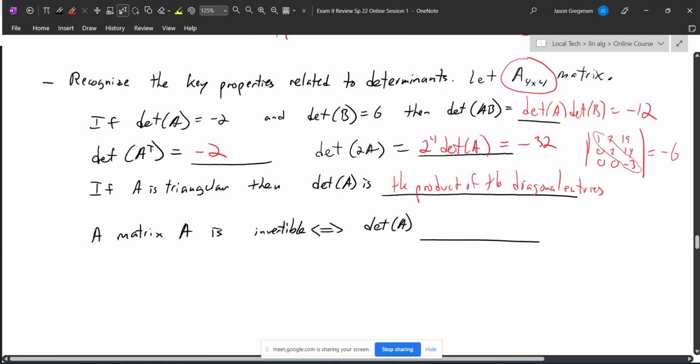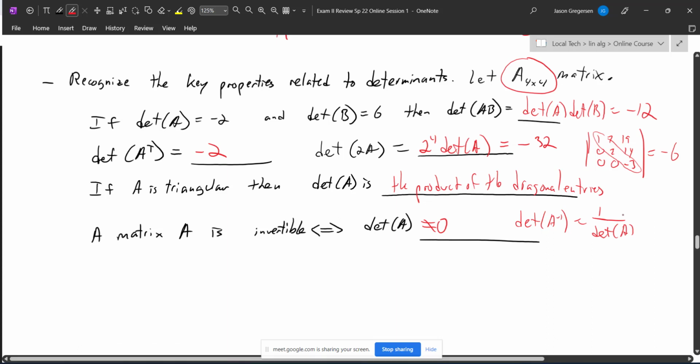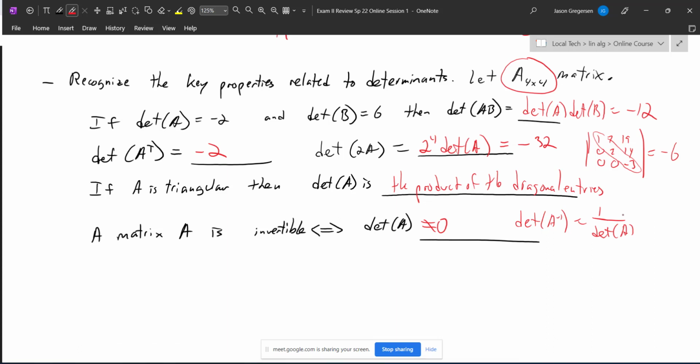And then lastly, an important property is the matrix A is invertible if and only if the determinant is not equal to 0, right? So we have a formula, another property that says the determinant of A inverse is equal to 1 over the determinant of A. And using that property, we can see that if the determinant of A is 0, then we couldn't calculate the determinant of the inverse because there would exist no inverse. So if the determinant of A is 0, matrix A is not invertible, or the way we phrase it here is the matrix is invertible if and only if the determinant is not equal to 0.